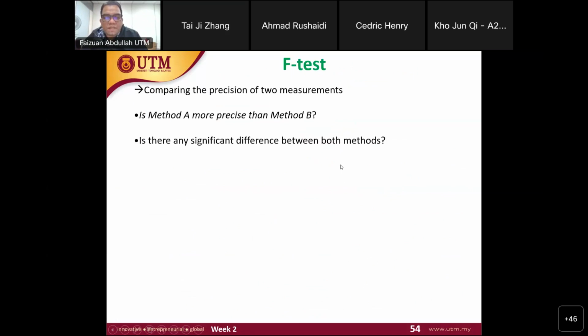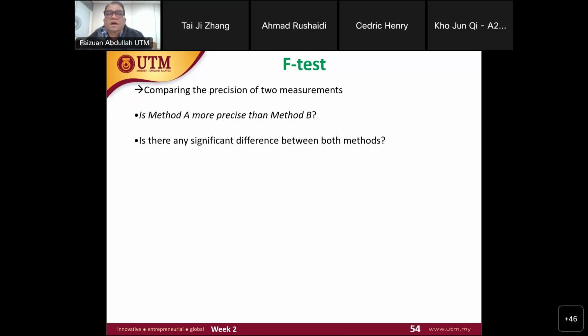Now we go to the F-test, comparing the precision of 2 measurements. Is method A more precise than method B? And also, is there any significant difference between both methods? Yes, we have some confusion between the F-test and the t-test for comparing 2 mean values. Now we look at what the difference is. The F-test is used to compare the precision of 2 measurements.